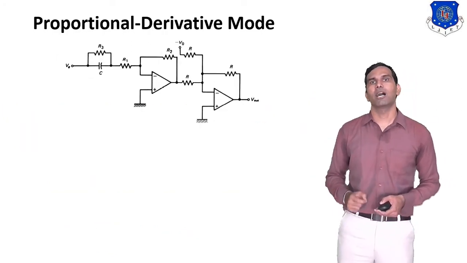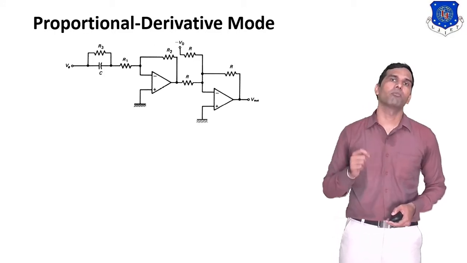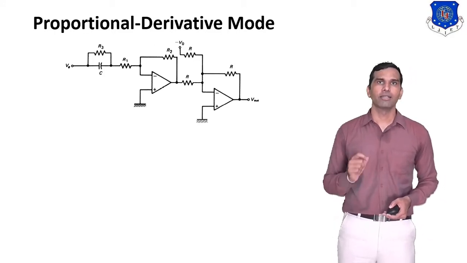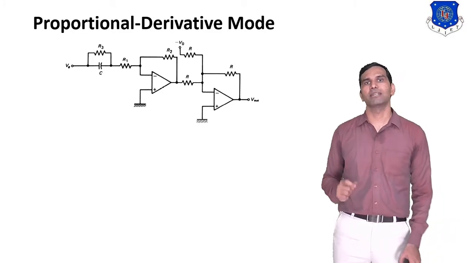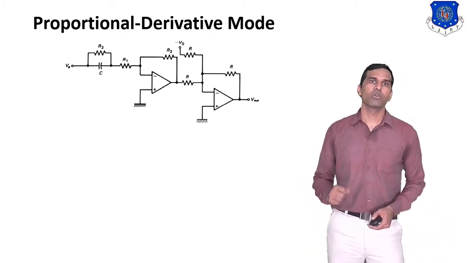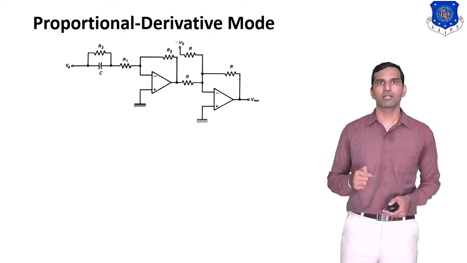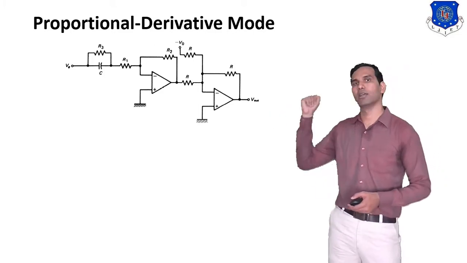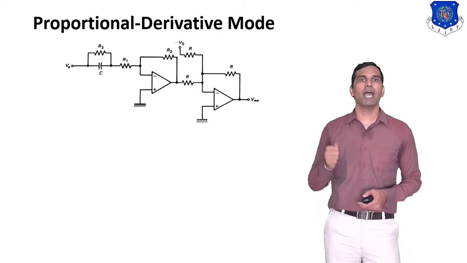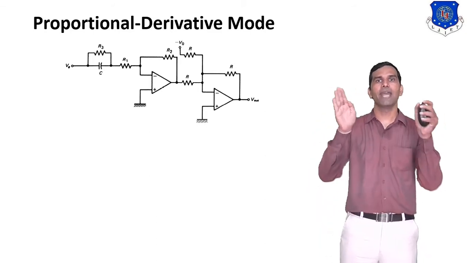Now we discuss the second type of composite control mode, that is proportional plus derivative control. You can see the diagram of the analog proportional plus derivative mode in this figure. Here we just combine the proportional and derivative modes.